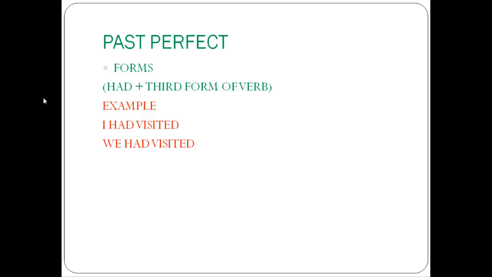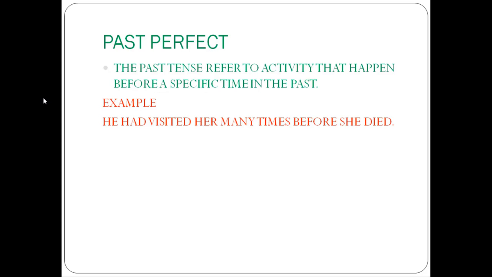The past perfect tense refers to the activity that happened before a specific time in the past. For example, he had visited her many times before she died. Got it? This activity happened at a specific time in the past. He had visited her many times before she died.